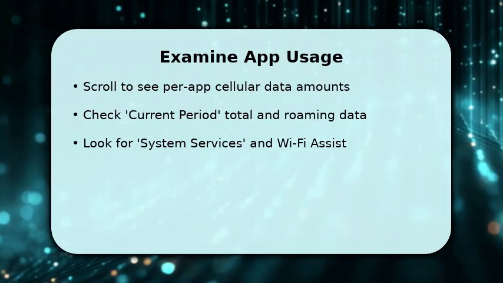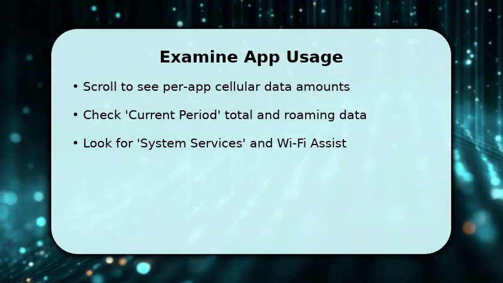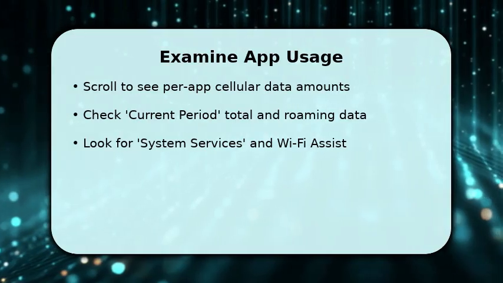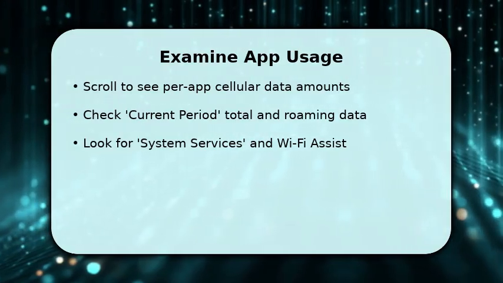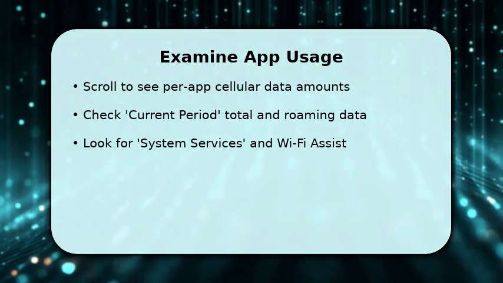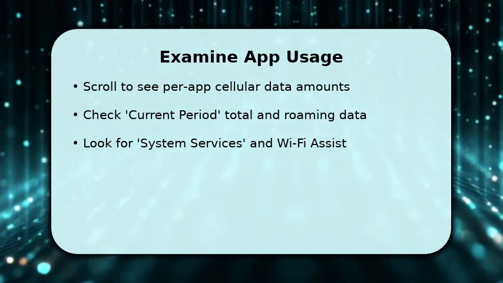Also inspect system services to find background data and Wi-Fi assist, which can switch to cellular when Wi-Fi is weak. Understanding these details tells you whether an app or the system is responsible for usage.